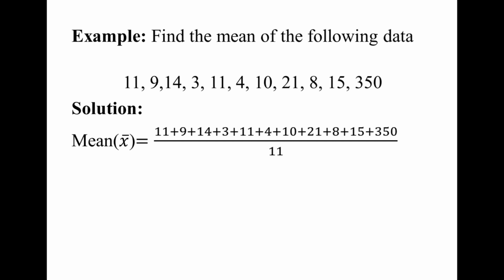We can count 1, 2, 3, 4, 5, 6, 7, 8, 9, 10, 11. So the sum of the data values divided by 11. And then the sum of the data values is 456. Then it is divided by 11. We get 41.45. 41.45 is the mean of the given raw data.